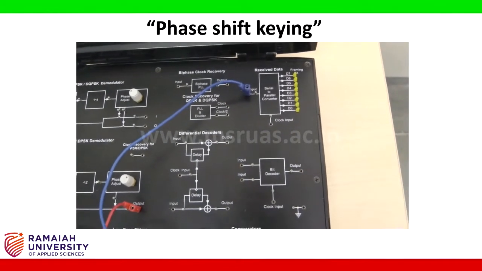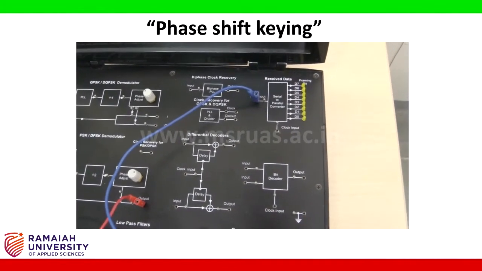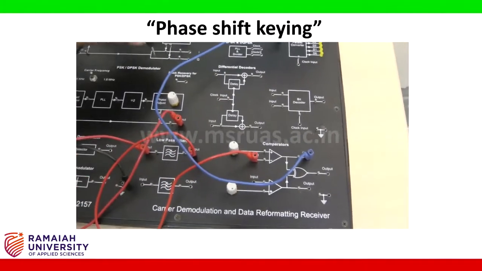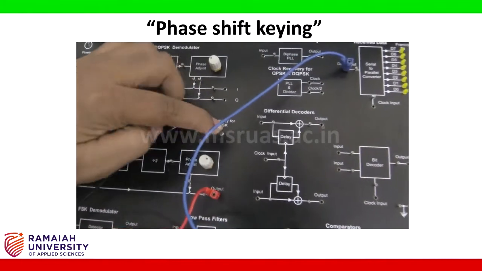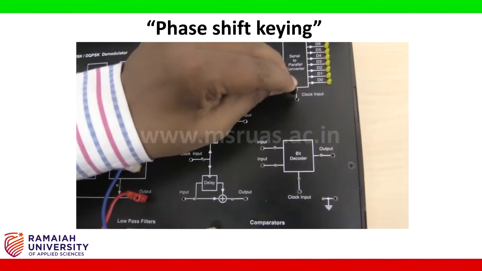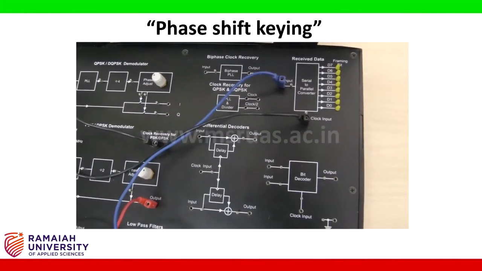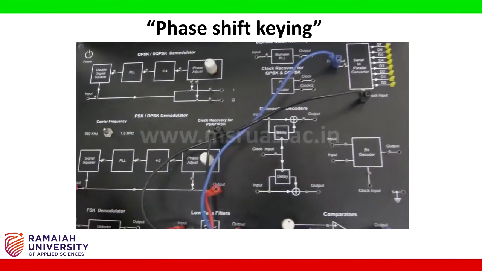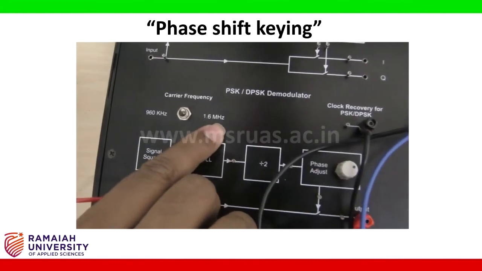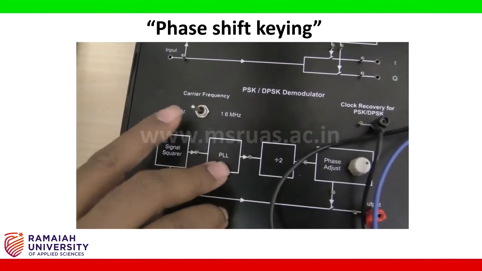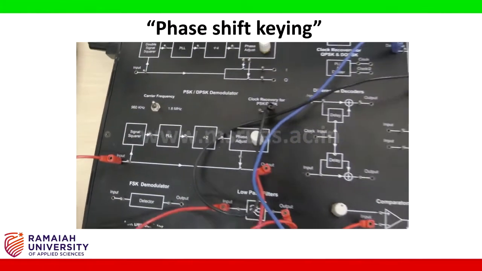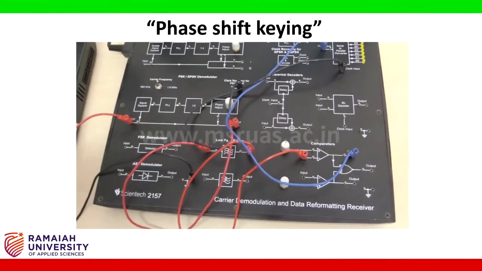And clock recovery for the PSK and DPSK is connected to the clock input of the serial to parallel converter, and we have a switch where we can choose the frequency between 160 kilohertz to 1.6 megahertz. Now I am setting it for 1.6 megahertz since I chose 1.6 megahertz in the 2156 board.